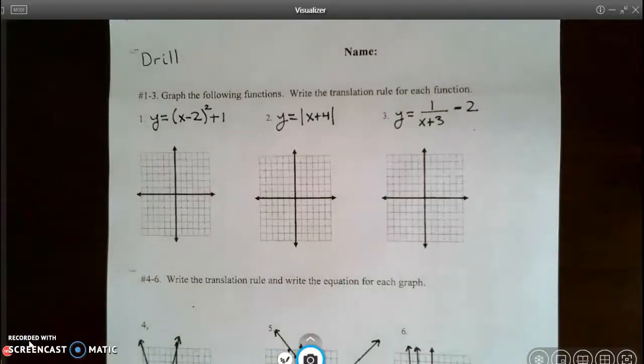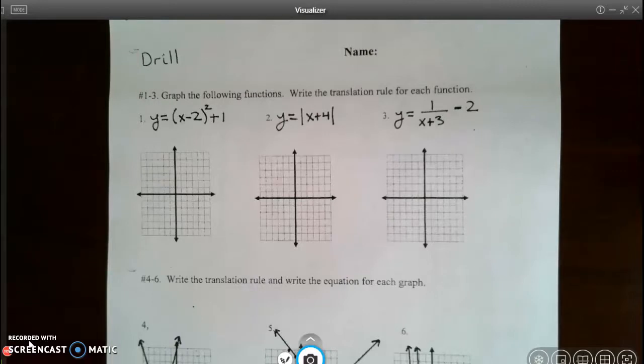So this is lesson 3.4, Symmetries of Graphs, but we're going to start with the drill that's reviewing the translations of functions. All right, so let's start with number 1. Whenever I'm asked to graph a function and write the translation rule, I typically write the translation rule first.